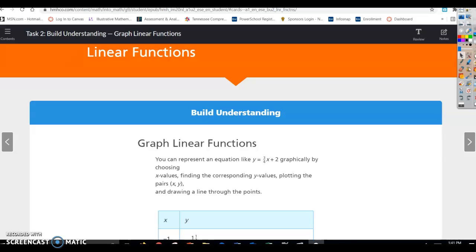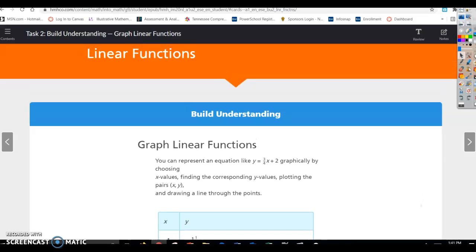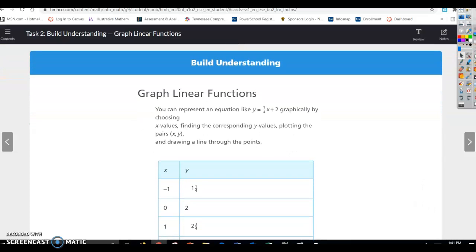We are still looking at lesson 4.2. Now we're going to look at task 2, and we're talking about linear functions. So if you want to follow along, pause the video, find task 2, and we'll get started.